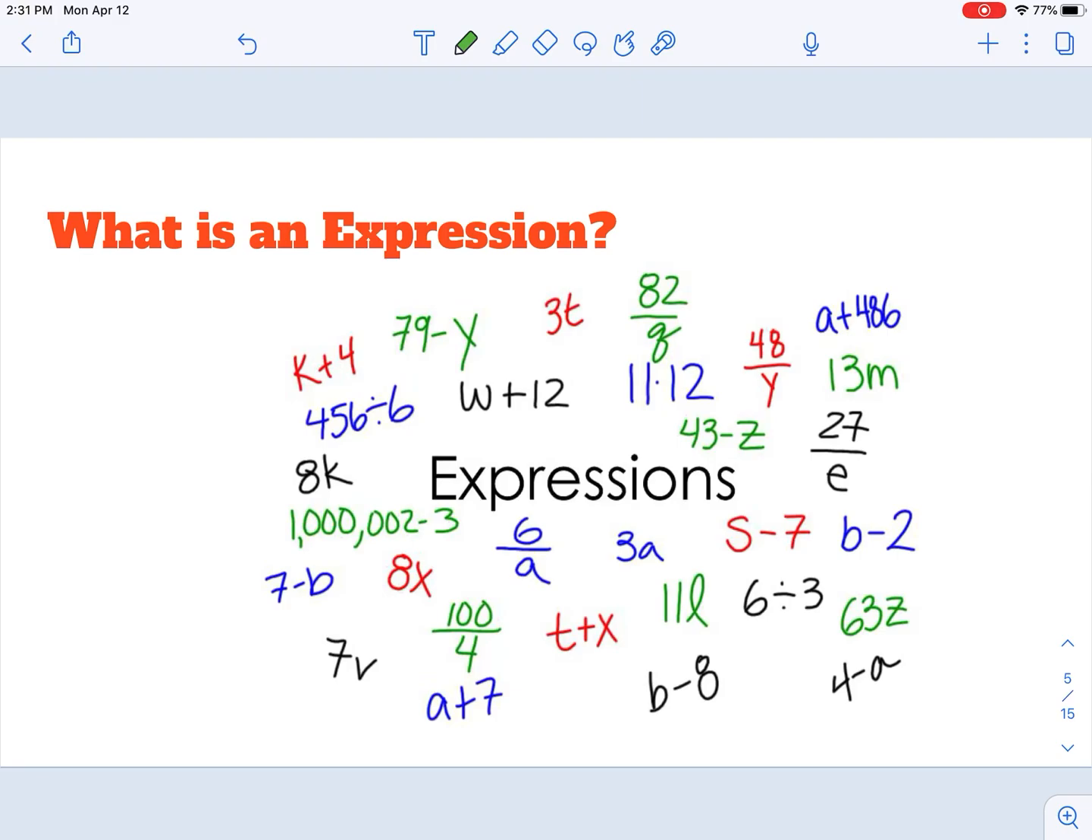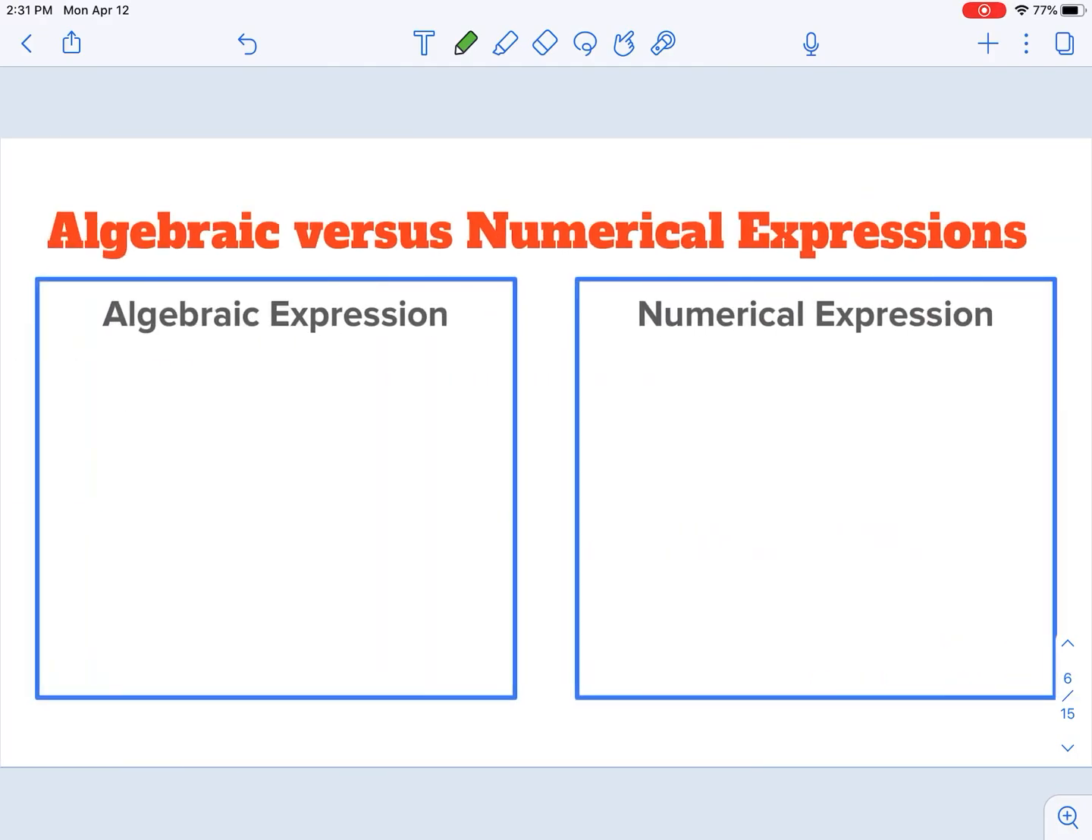So here are examples of all kinds of different algebraic expressions. We've got k plus 4, 79 minus y, 3t. We have some numerical ones like 11 times 12. That's a numerical expression. But all the rest of them, here's another numerical expression. All the rest of them seem to be algebraic. Here's one more numeric that I caught. I'm sure there may be others.